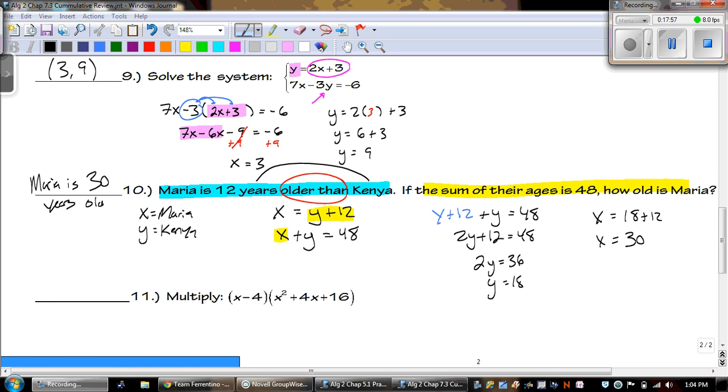Okay, and then there's all the work. You should get that Maria is 30 years old. We use substitution to figure that out. The first thing you find is Kenya's age, but then you're looking for Maria's, so then we plugged it back in.